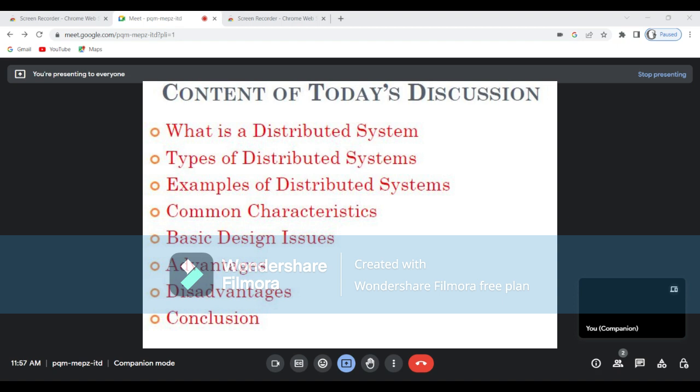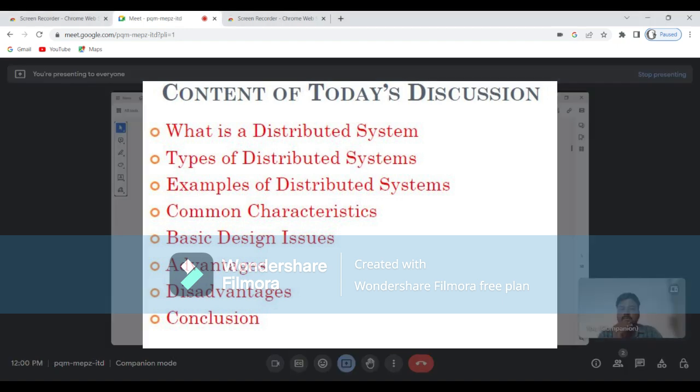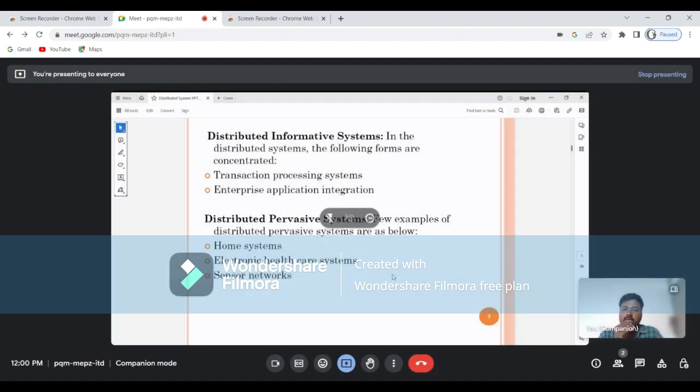The second important distributed system type is the distributed information system. In this distributed information system, we have two different types: the transaction processing system and the enterprise application system. These are mainly used for commercial and business-oriented purposes of sharing data. For example, when we use the ATM system, or systems used for transaction-oriented processing, we prefer this type of information system.